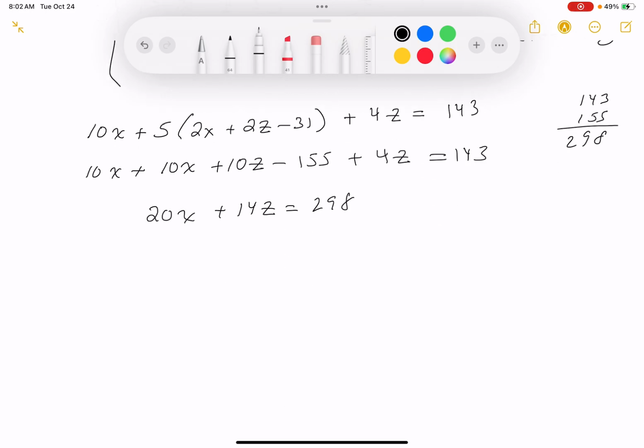I'm going to divide by 2, just to make it easier for me. What do you get? Let's see, 2 into 20x, that's 10x, plus 7z equals, well, 2 into 298, that doesn't look bad. Write down for you though, 1, 2, 9, 4, that's 8, 1, 8, 9, 149.